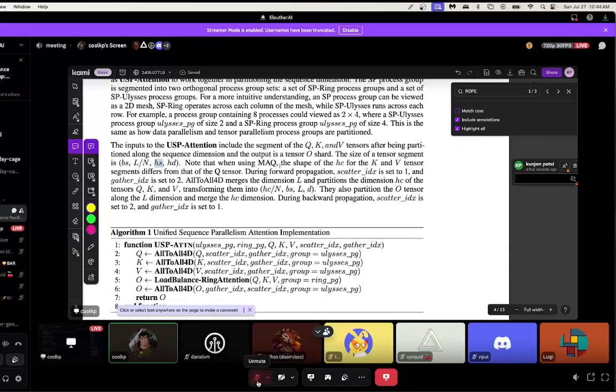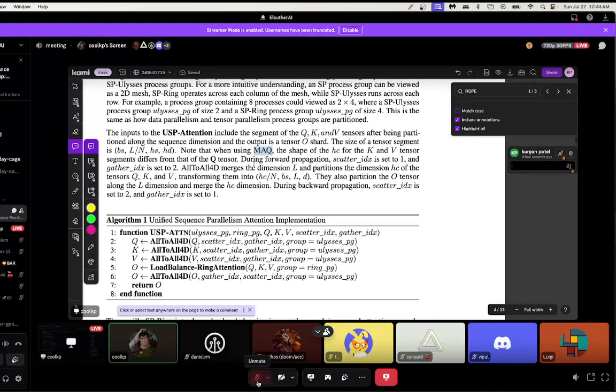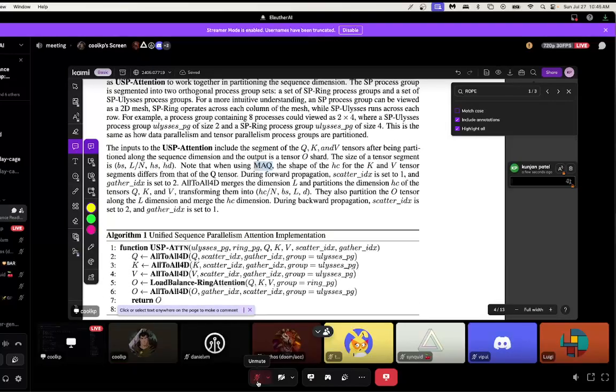Note when using MAQ, I think this is a typo. They meant MQA here, multi-query attention. The shape of the HC head count for the K and V tensor segments differs from that of the Q tensor. Yes, like we mentioned, KV has a lesser number of heads compared to Q because of grouping.